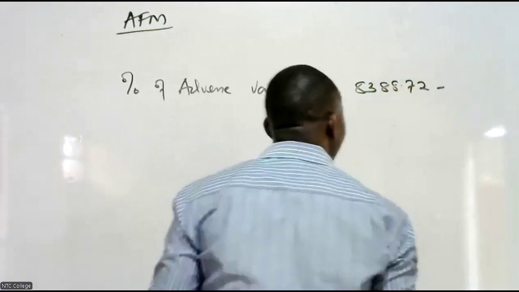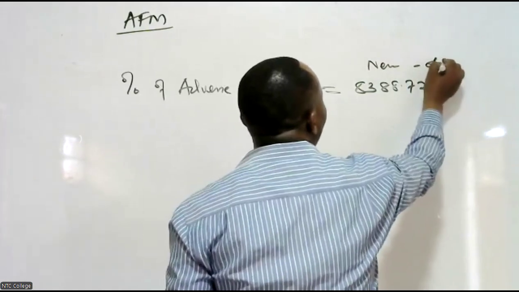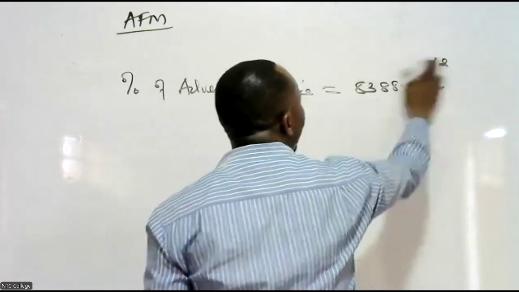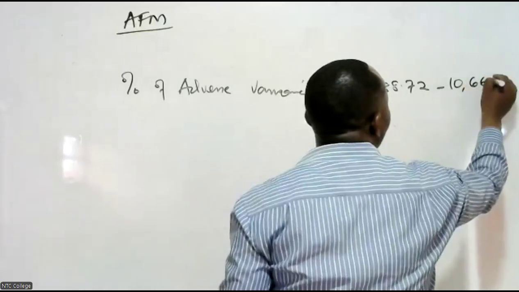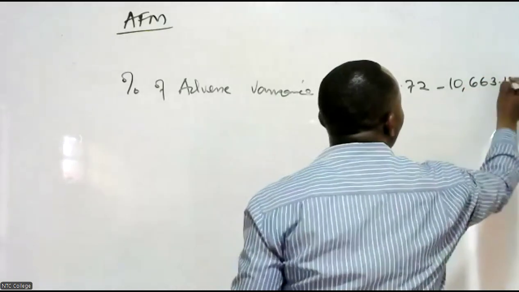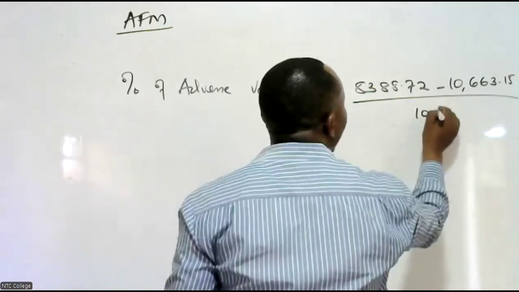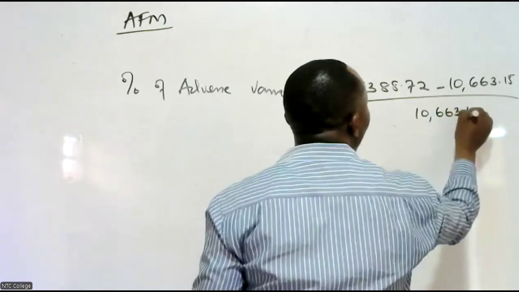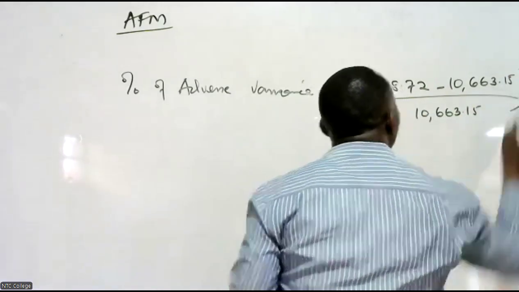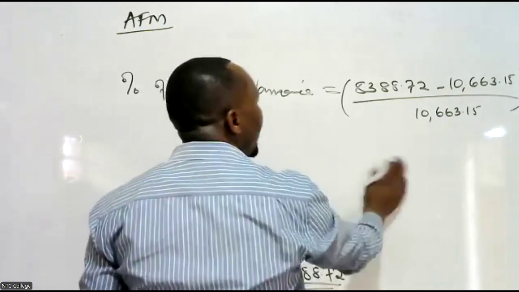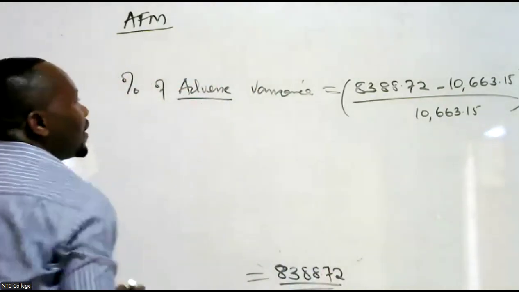So we're going to have 8388.72 minus, that was new, minus old. As I told you, we start with new minus old. So the other one was 10,663.15, all over 10,663.15, times 100. You ignore the negative sign, because you have already mentioned here that it is adverse.